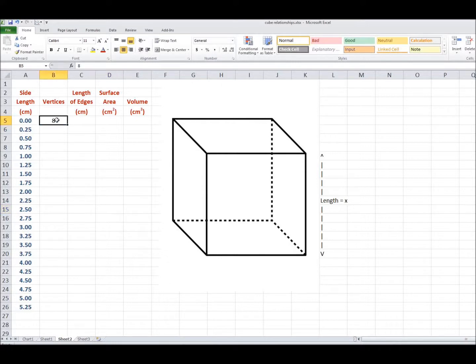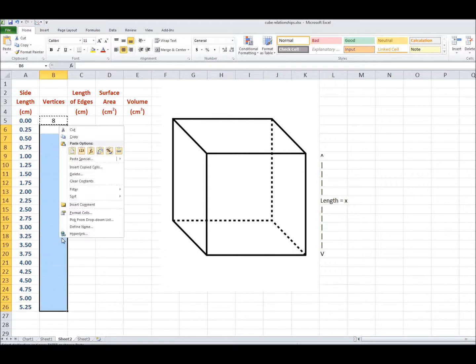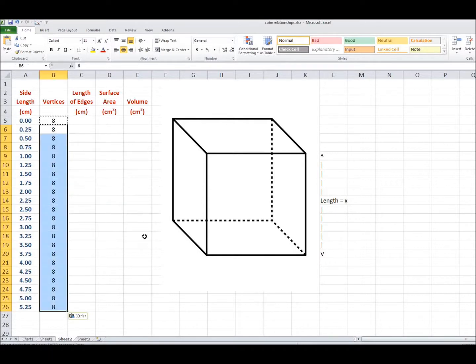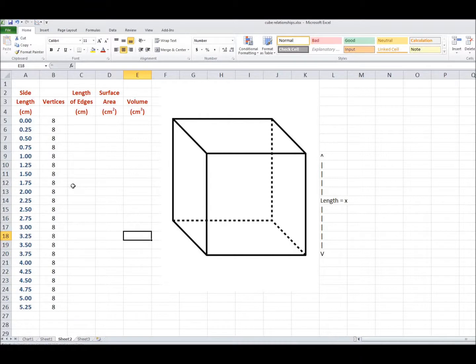And no matter what the length of the cube, it will always have 8 vertices. So there's no variation in the number of vertices with the length of the cube.